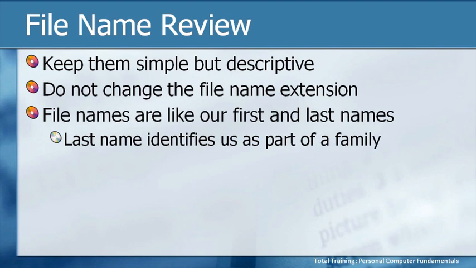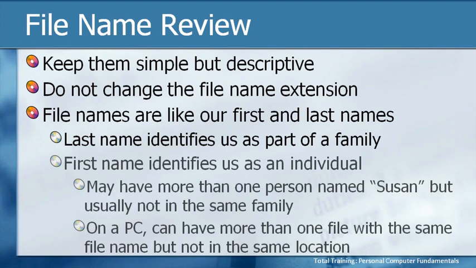When I have a .doc file, my computer knows that that's a Microsoft Word document. If I have a .xls file, it knows it belongs to Microsoft Excel and so forth. The first name, on the other hand, identifies us as an individual. So I may be an Olson, but I'm also an Aaron. Now we can have more than one person named Susan, for example, but usually not in the same family.